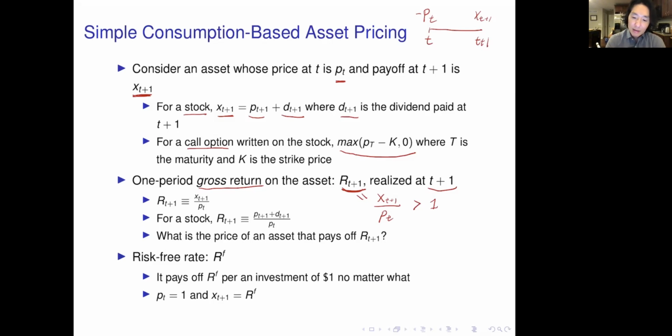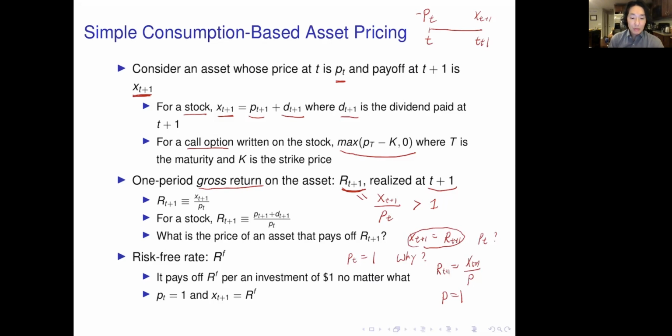And what is the price of the asset that pays off Rt plus 1? Okay, so if the payoff is Rt plus 1, what is the price? The price should be, by definition, 1. Why? This is because Rt plus 1 equals xt plus 1 over P. And we are assuming that payoff and the returns are the same. Therefore, from here, we obtain that the price should be 1. So if there's an asset whose payoff is just the return, then such asset should be priced as 1.